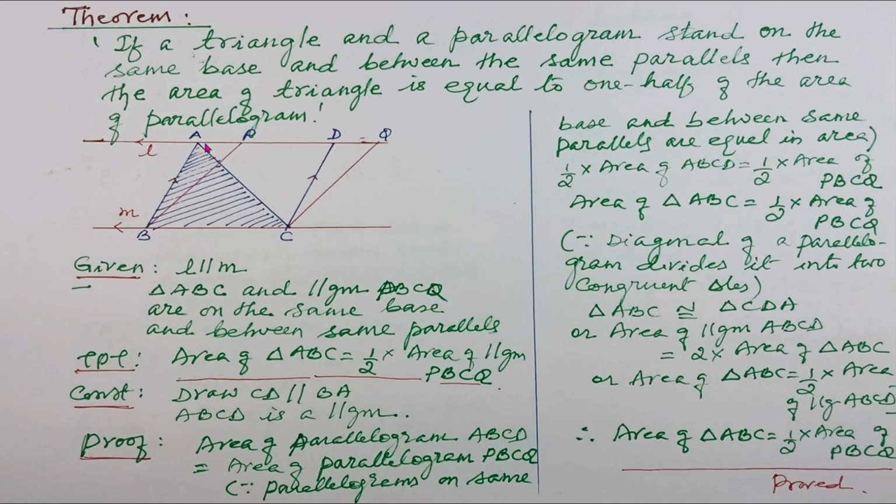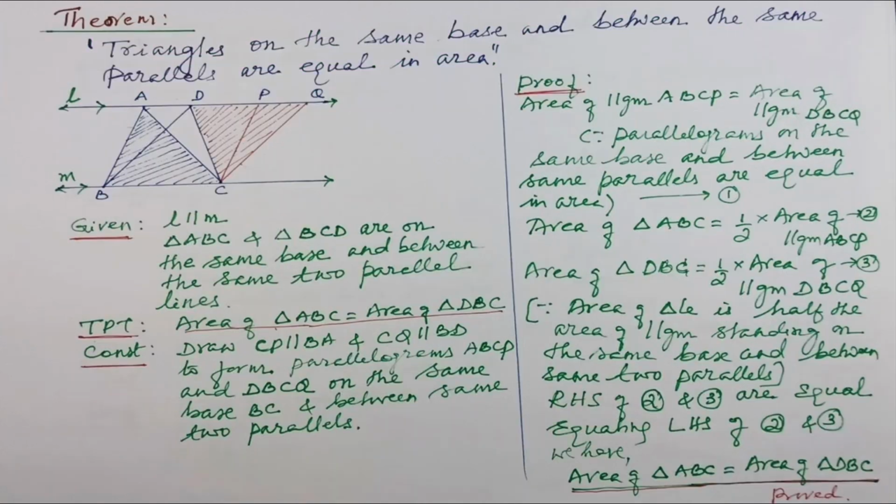But we also observe that parallelogram ABCD and parallelogram PBCQ are standing on the same base and between the same two parallel lines. Therefore their areas are equal. That means the area of parallelogram ABCD is equal to the area of parallelogram PBCQ. That means the area of triangle ABC is also equal to half the area of the parallelogram PBCQ. That is the proof of the theorem. Please remember that. Now let us go to the next theorem.